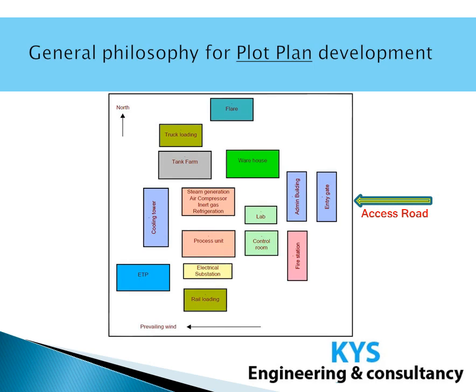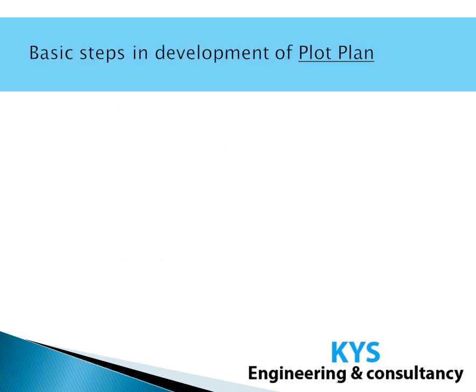Then at the bottom we have rail loading facilities, the tank farm at the top, and truck loading by its side. We have the cooling tower in the downwind direction and the ETP also in the downwind direction. So this is just a simple block diagram as per the prevailing wind direction. Now let us see the basic steps in the development of the plot plan, the activities that we go through when we develop the plot plan.